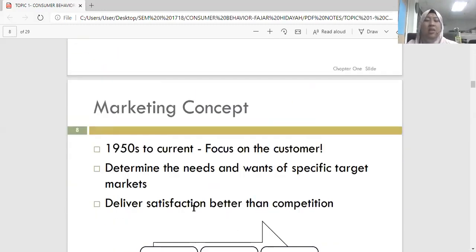All right, so we go for the third one. We have the marketing concept. It's 1950s to the current, which means until now, we are based on marketing. So we are focused on the customer. That's why you always hear the words: customer is always right. Customer is the king. Customer is the queen. Customer is everything. Customer is perfect, even though they are doing the wrong things, right? Okay, so during this time, they are determining the needs and wants of the specific target market.